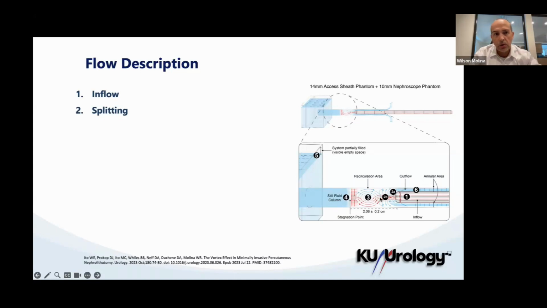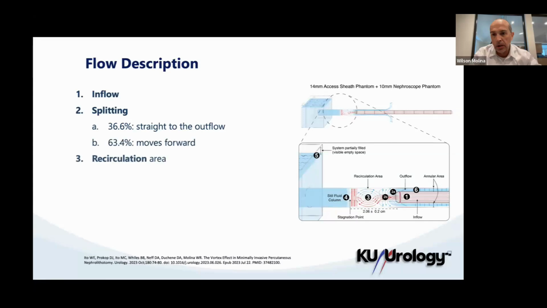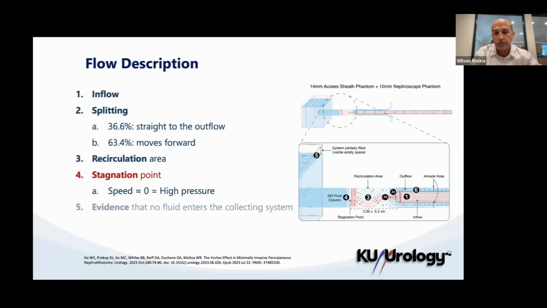The 2A goes between the nephroscope and... two-thirds going, we call the 2B. And there is the point of maximum pressure there. And then there's no speed at that point. That's why it's the maximal pressure. And then obviously no evidence of fluid coming to the collecting system.